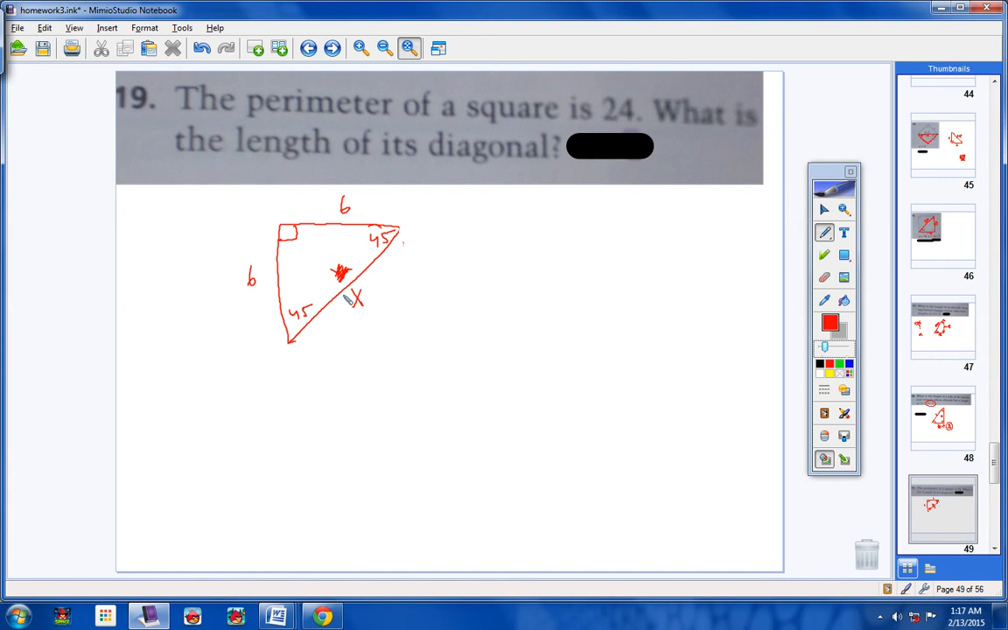Well, guys, we know what to do. We have a 45, 45, 90 triangle. And anytime you have a 45, 45, 90 triangle, you take one of the legs and multiply it by the square root of 2. So the hypotenuse, or the diagonal of the square, will be 6 times the square root of 2.